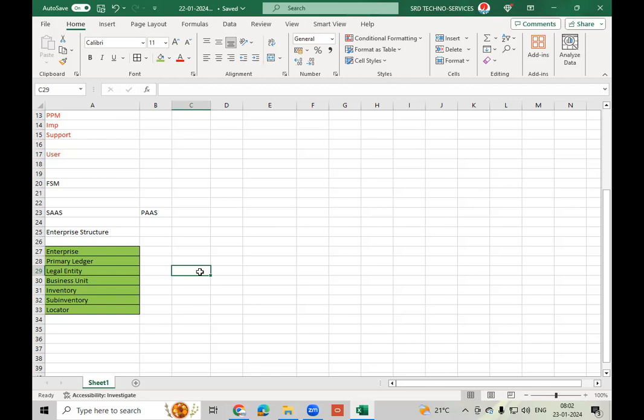So after employee recruitment, we'll maintain the payroll, right? We'll run the payroll for that employee. That payroll also will be maintained at legal entity level. And leave management, absence management. So all this will be maintained at legal entity level.